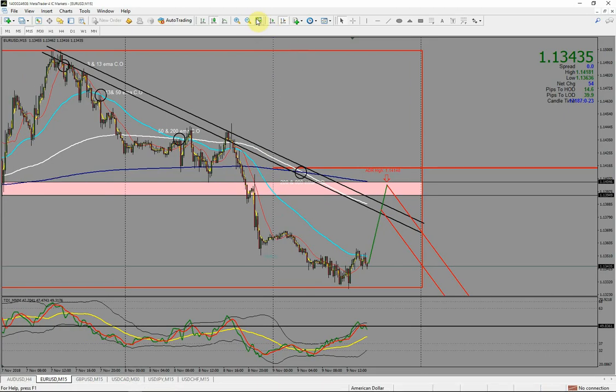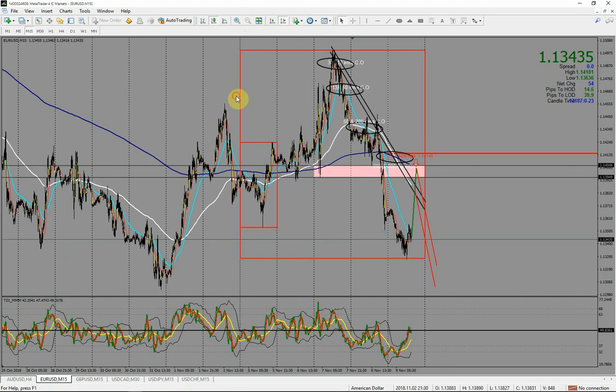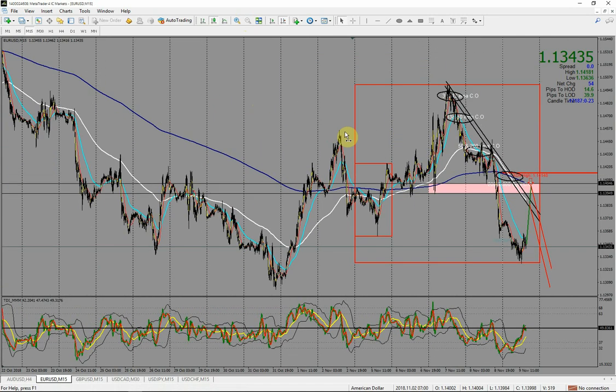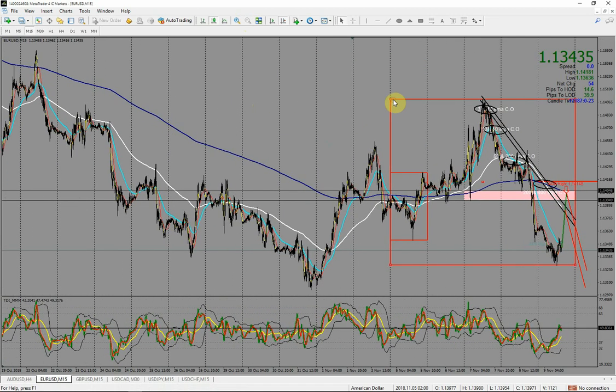You don't get the average weekly range. You just need to be able to calculate it yourself. So what I do is that I would just draw my weekly cycles like that, from the highest to the low. From the highest to the low.